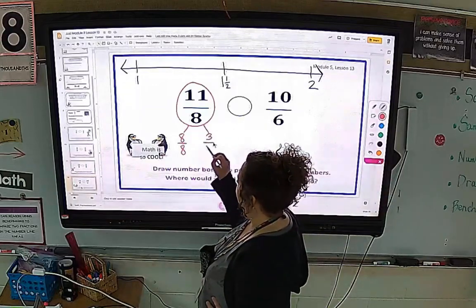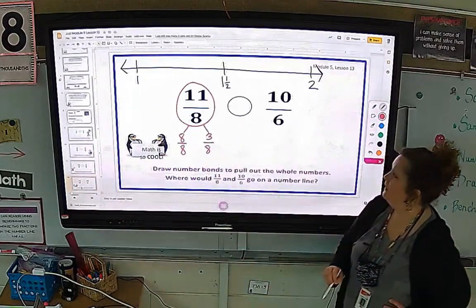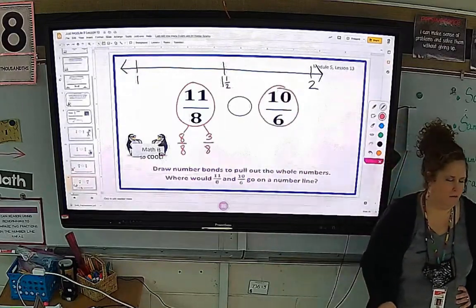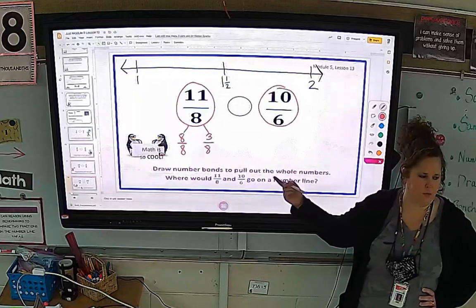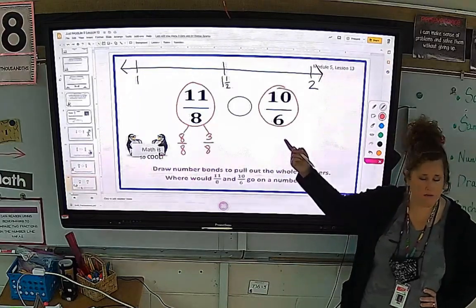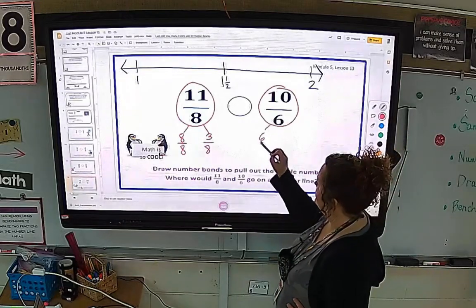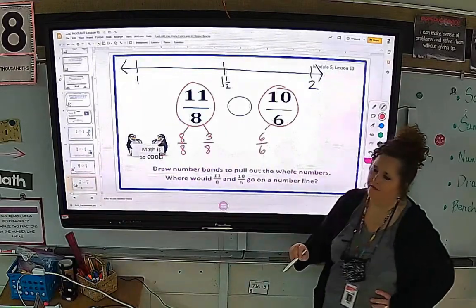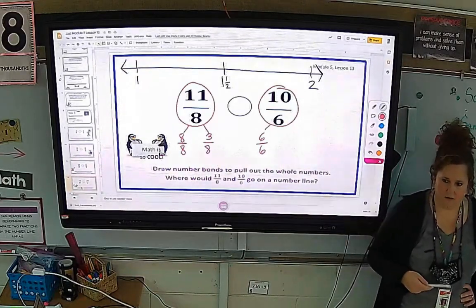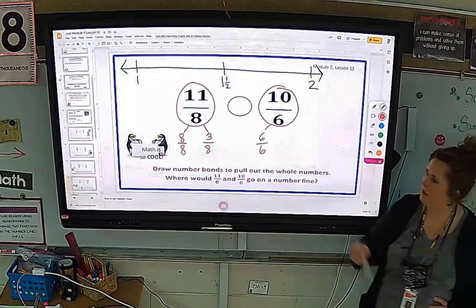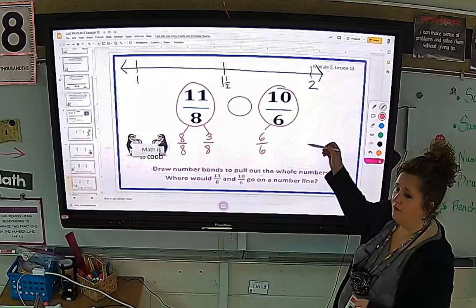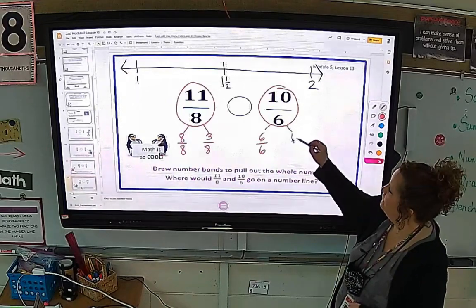Okay, let's put that back. We had that already. What about this one? What am I going to pull out to show one whole, Faith? 6/6. Okay. If I pull 6 away from 10, what am I going to have left? Well, take 6 away from 10, I'm going to have 4/6 left.